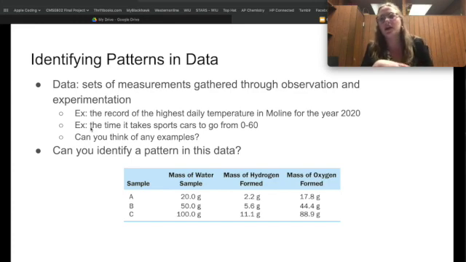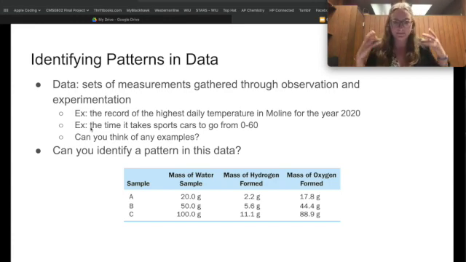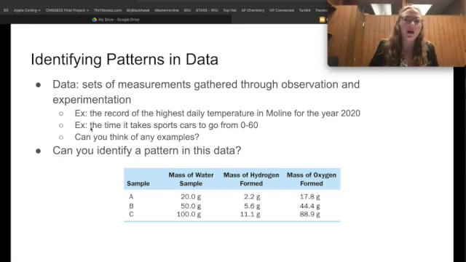When scientists are using the scientific method, we're collecting all of this data in our experimentation step. What we tend to try to do, and what scientists love, chemists love especially, is identifying patterns within that data. So data is just a set of measurements gathered through observation and experimentation. So for example, the record of the highest daily temperature every day for the year 2020 in Moline. That's a set of data. I can get all of those temperatures and I can do some stuff with them, try to figure out what's going on, compare them, compare 2020 to 2019 and other years in the past.